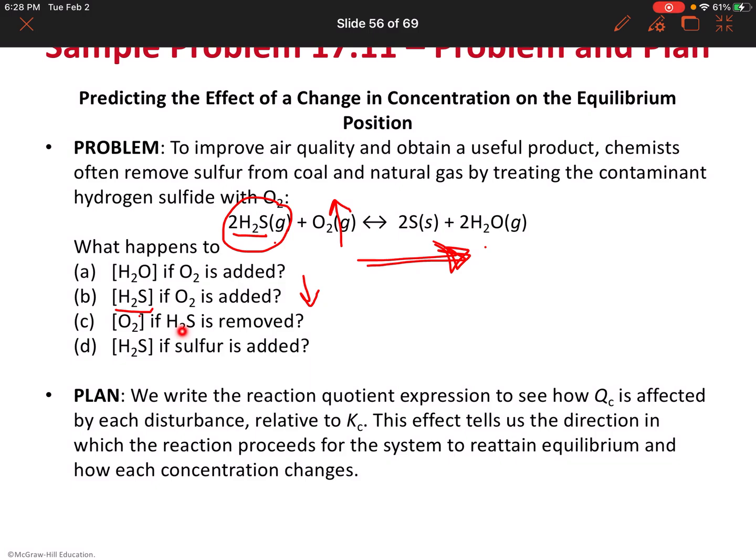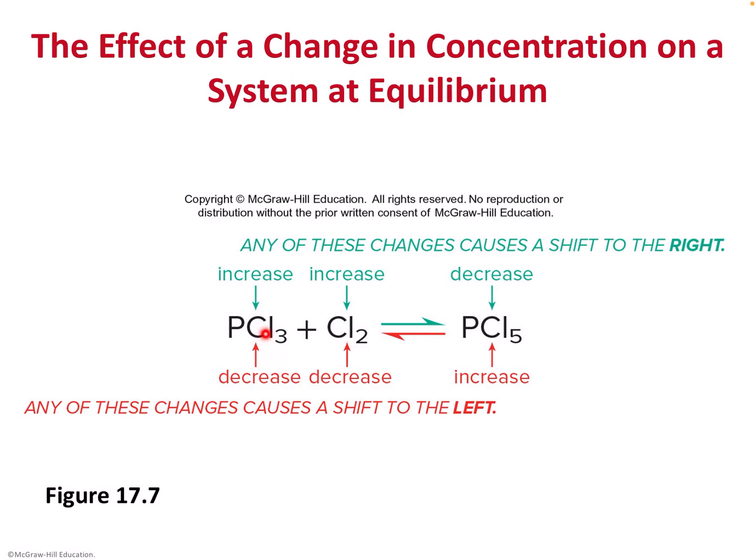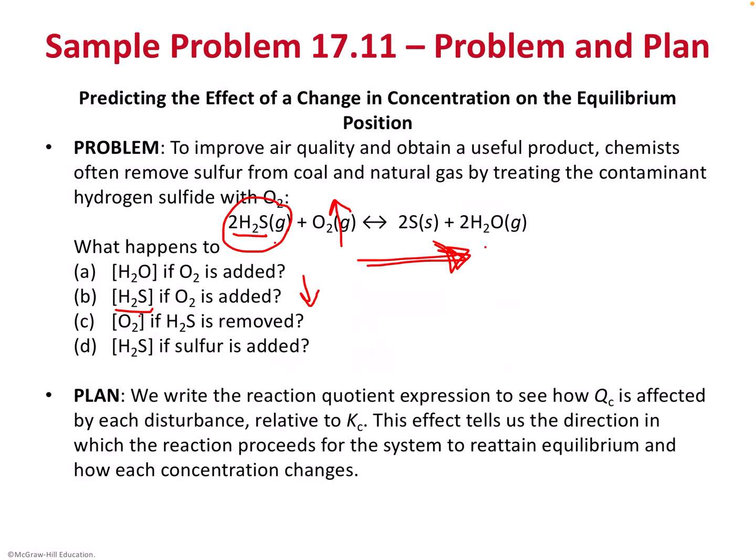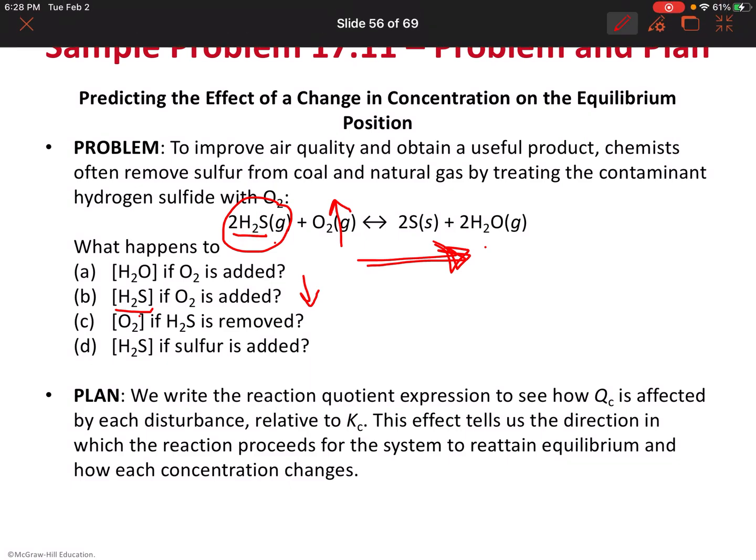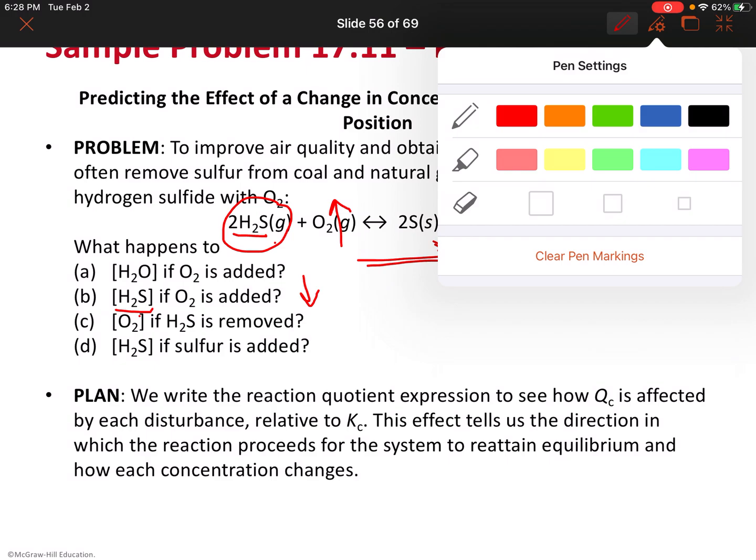And then the next one, what happened to oxygen concentration if H2S is removed? You are decreasing one of the reactants. When you decrease, more of your products will start reacting to give whatever is left from here. So the reaction should move to the left side, making more of the reactants.